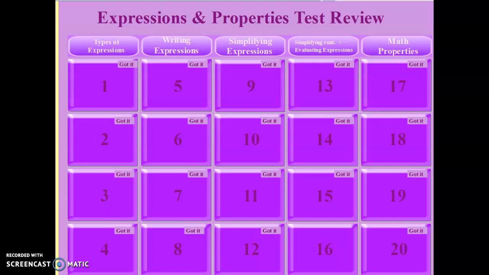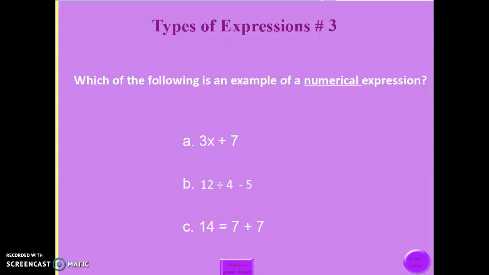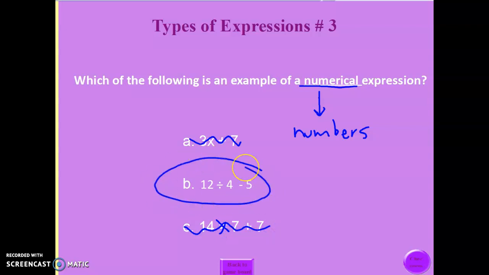So we looked at two different types specifically, numerical expressions. Numerical should hopefully look like the word numbers. So that means we are looking for, again, a math phrase that only has numbers. So equal sign, that's variables, not allowed in numerical expressions. And again, if we ever see an equal sign, that's definitely not an expression. So B would be the correct answer for an example of this.